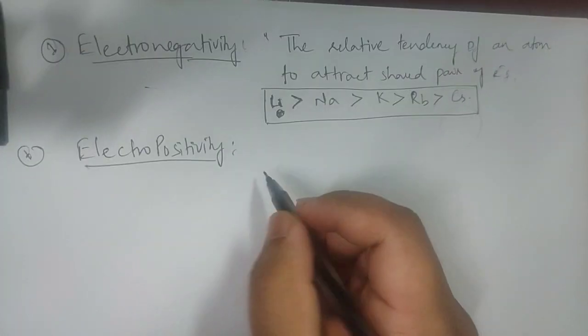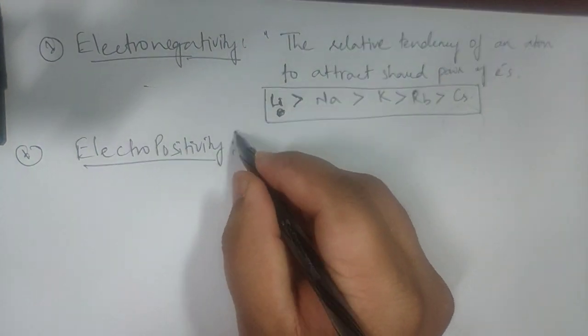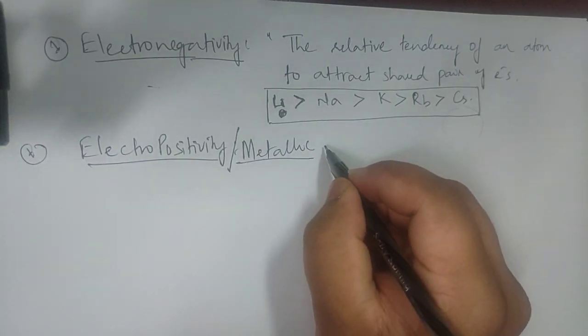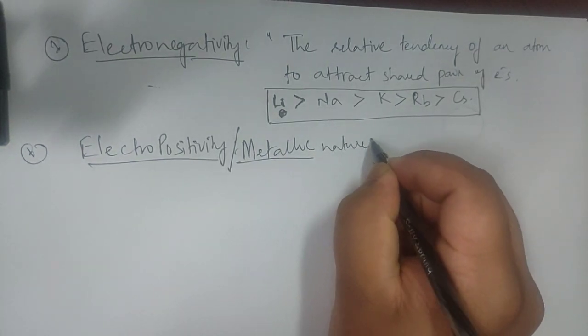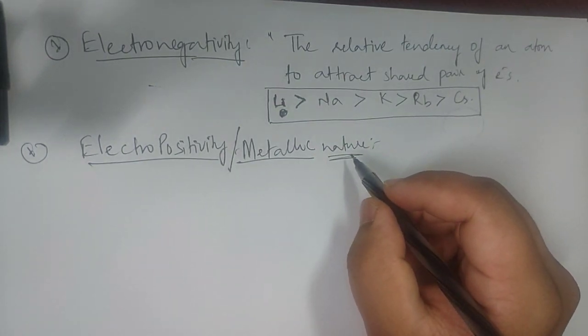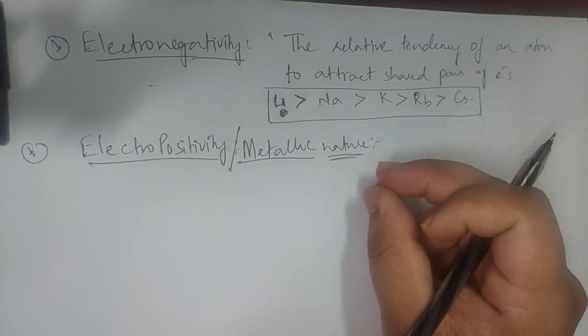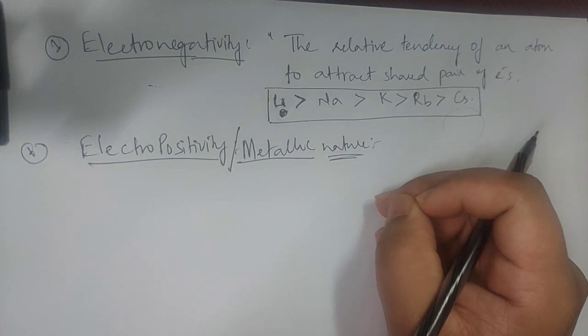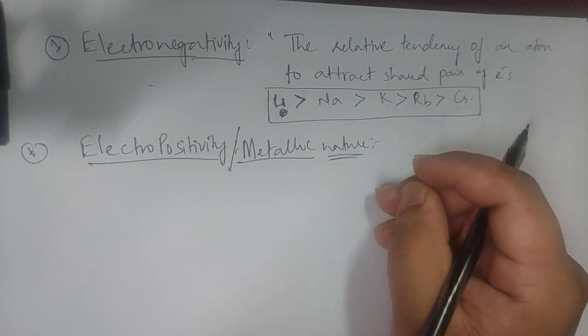The same thing we can also discuss about electropositivity, which is also related to metallic character, metallic nature. So what is electropositivity? Very simple. The species that can lose an electron easily and become electropositive. Again I repeat, the tendency of an atom to lose an electron and become electropositive.